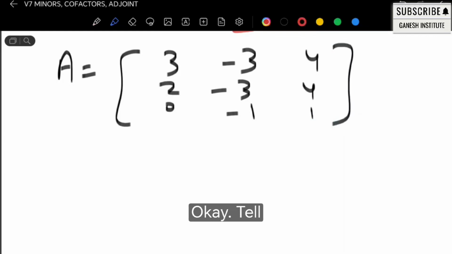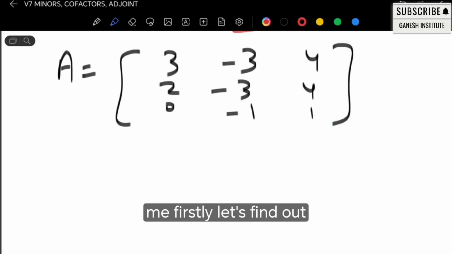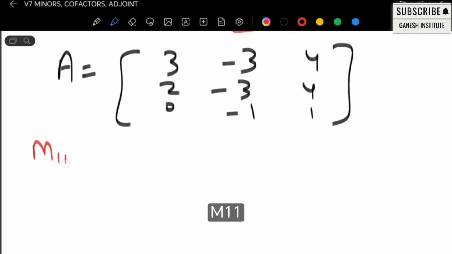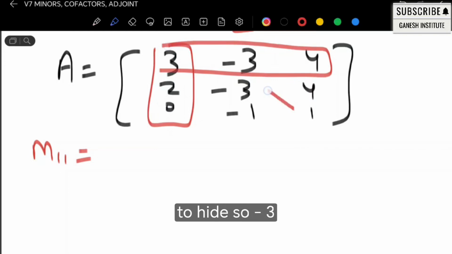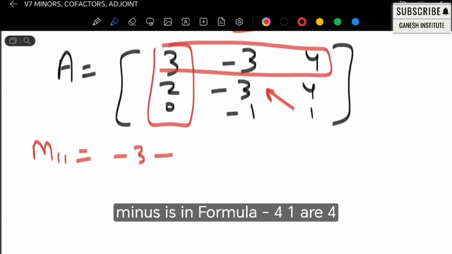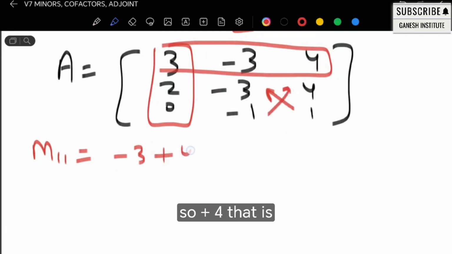Okay. Tell me, firstly, let's find out the minors. M11: first row, first column you need to hide. So minus 3 ones are 3. Minus is in the formula. Minus 4 ones are 4, so plus 4. That is 1. Right?